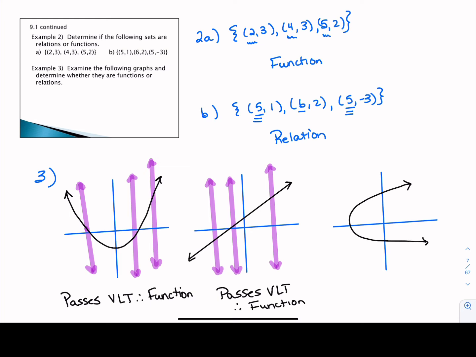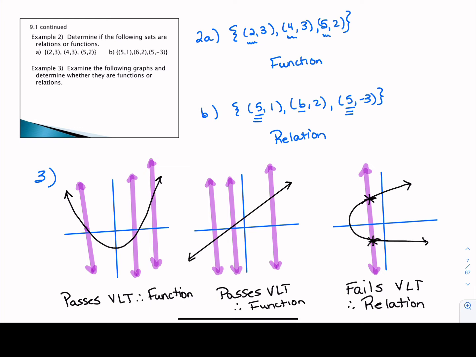In this last picture, as soon as I draw a vertical line, things look a little bit different. What I recognize here is that with that vertical line, I'm cutting through two different points on the same graph. As soon as I cut through more than one point on the same graph with a vertical line, I fail that vertical line test. So this last graph fails the vertical line test. Therefore, it's not a function. We say instead this is a relation.